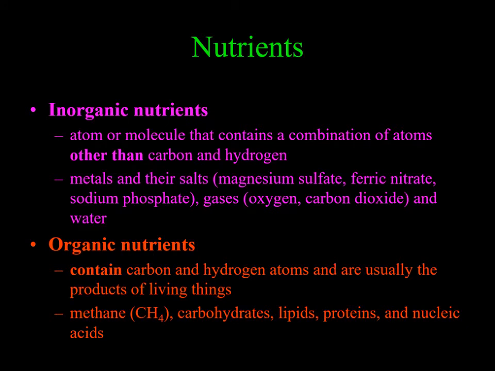Nutrients may also be divided according to chemical structure into inorganic nutrients and organic nutrients. Inorganic nutrients are atoms or molecules that contain a combination of atoms other than carbon and hydrogen, such as metals and their salts, such as manganese sulfate, ferric nitrate, sodium phosphate, and gases like oxygen and carbon dioxide, and water, which belong in the inorganic nutrient division, while organic nutrients contain carbon and hydrogen atoms and are usually the product of living things, such as methane, CH4, carbohydrate, lipid, protein, and nucleic acid.